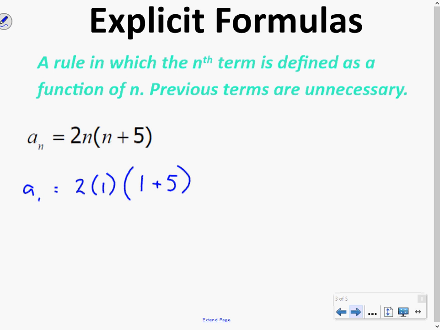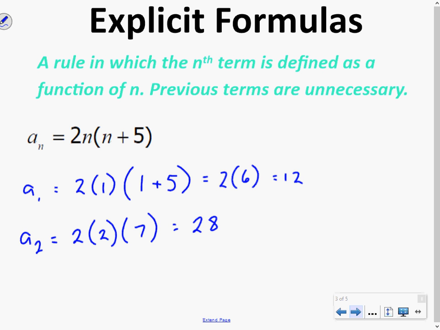Okay, so it's more like a function. So that would be 2 times 6, which is 12. If I wanted to find my second term, now I'm going to plug in 2 for n. I know 2 plus 5 is 7, so let's see, 4 times 7, so this would give us 28. And we could keep on going, okay?